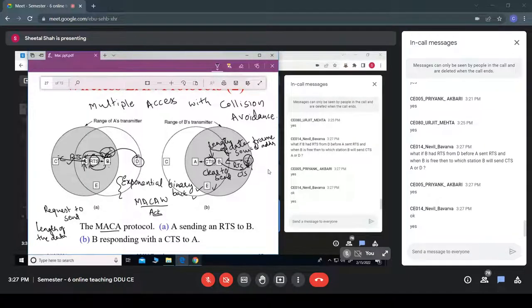Fine. Then it also takes care of congestion control. It provides the information about the congestion within this particular area or within this particular network. Okay. These are all the modifications which were done for the MACA protocol. Is this thing clear, everyone?